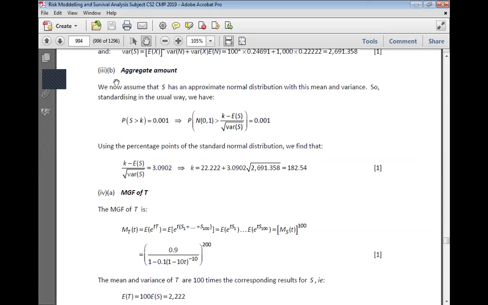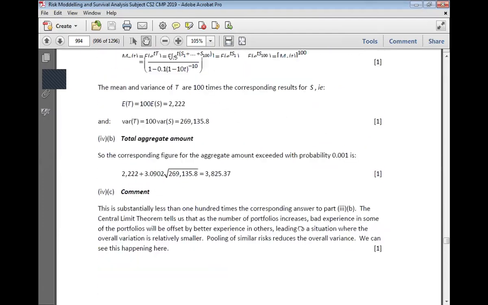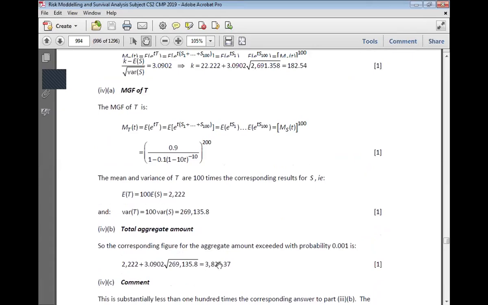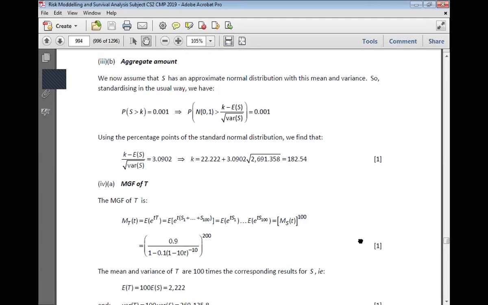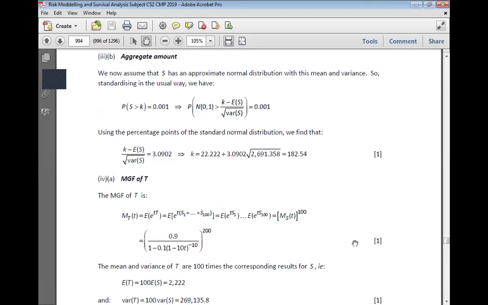So for third B part, we see that the answer we have is 182.54, and for fourth B part, we have 383,825. So what would you guys have to say about this? Did anyone try to think about what kind of a comment would you like to put there? Anyone?